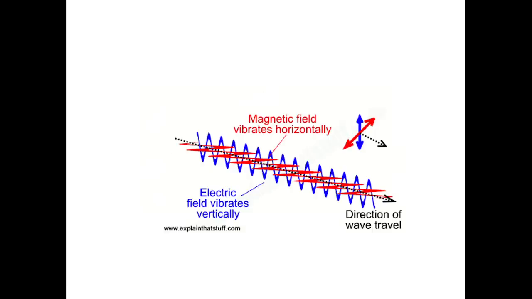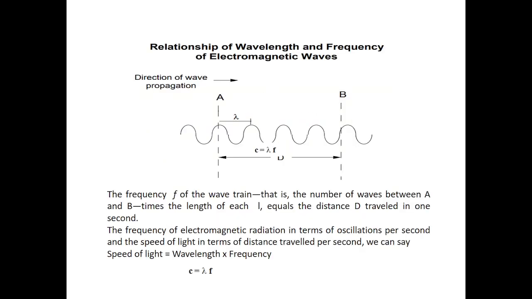As the radiation propagates at a given frequency, it has an associated wavelength, that is, the distance between the successive crests or successive troughs. That is nothing but the wavelength. And these wavelengths are given in meters.